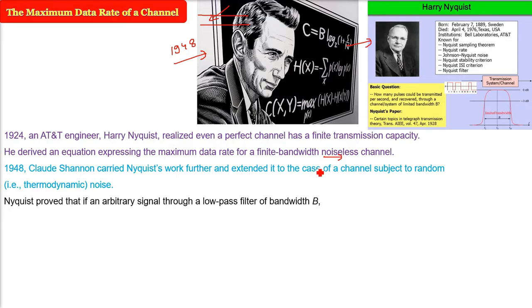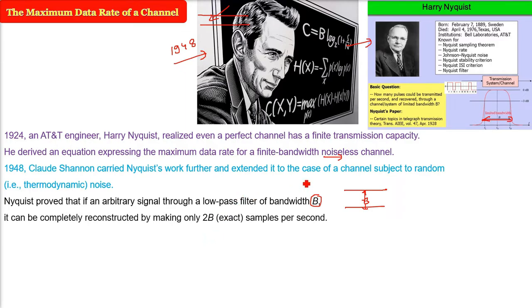Nyquist proved that if an arbitrary signal goes through a low pass filter of bandwidth B, where the bandwidth is decided, capital B, it can be completely reconstructed by making only 2B exact samples per second. That is, when one computer is sending to another, according to Nyquist, the signal can be reconstructed by making only and only 2B samples per second.